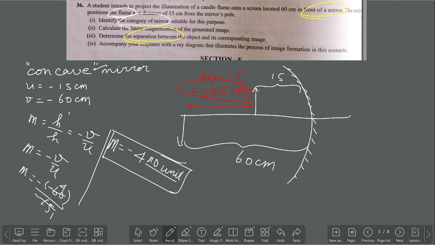Next question, accompany your response with a ray diagram to illustrate the process of image formation in this scenario. How can we draw the ray diagram?